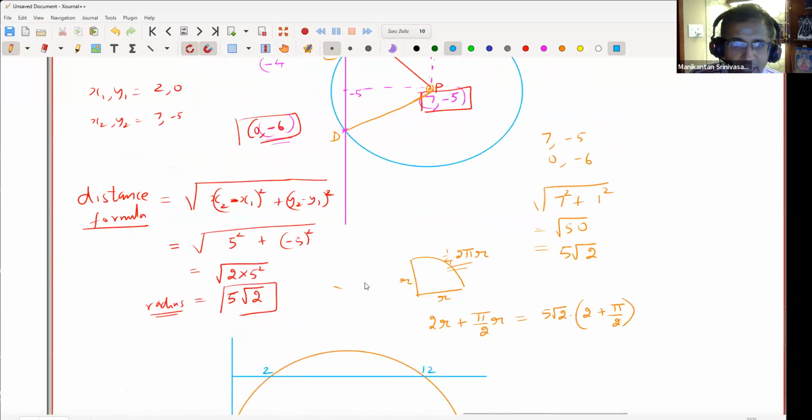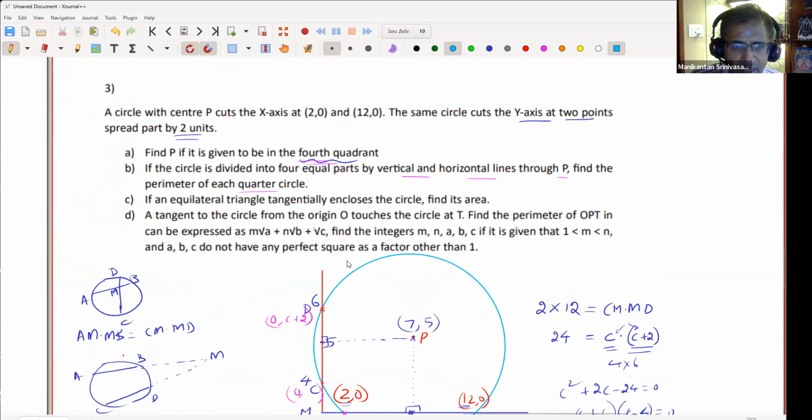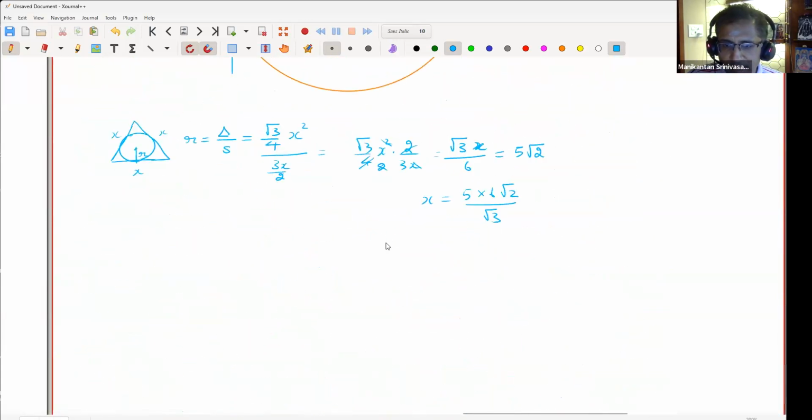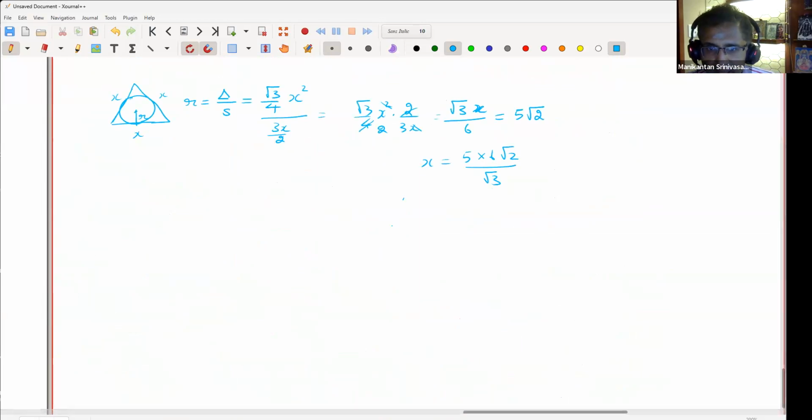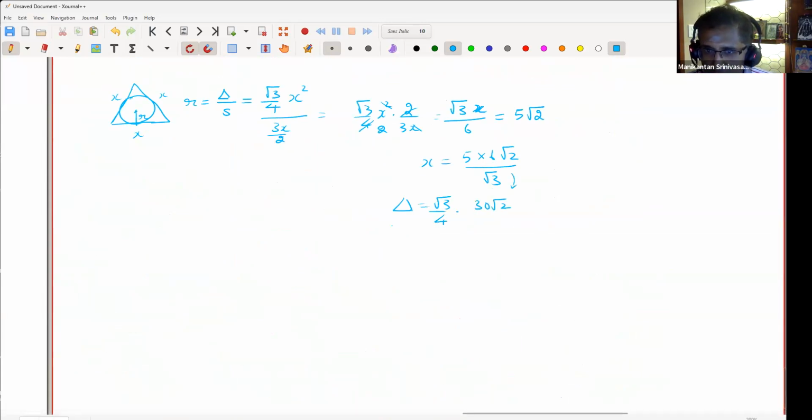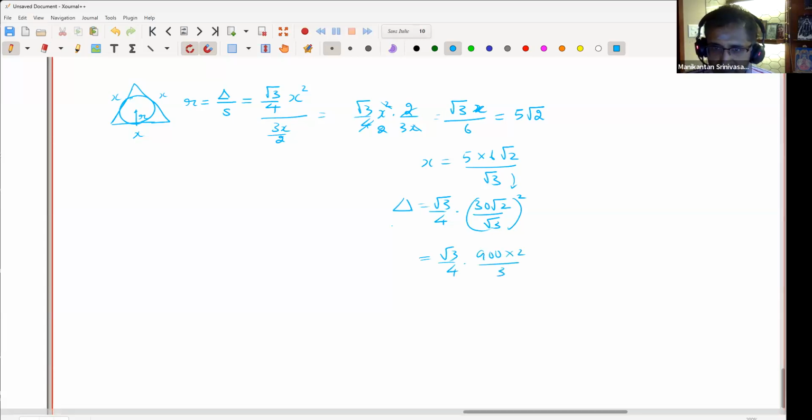But the question is, what is the area? Find its area. The equilateral triangle encloses the circle. So we just have to say delta, which is the area, is root 3 by 4 times side square. So this quantity whole square, right? Which is 30 root 2 by root 3 whole square. So yes, some weird numbers, but that's fine, right? It's still numbers, right? So 900 times 2 by 3. So we can simplify this. I'll leave the simplification, not a big deal, right? So this is 300. 300 divided by 4 is 75. So it's 150 root 3.